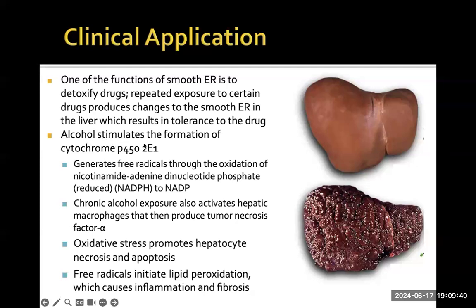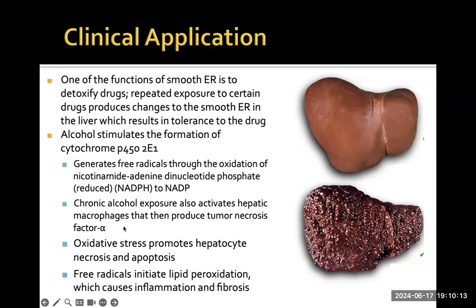So alcohol stimulates the formation of what we call cytochrome P450-2E1, which basically just means this very hard to remember name is going to generate what we call free radicals, which we talked about again in biochem, through the oxidation of nicotinamide adenine dinucleotide phosphate. So that's a really fancy word for NADPH.